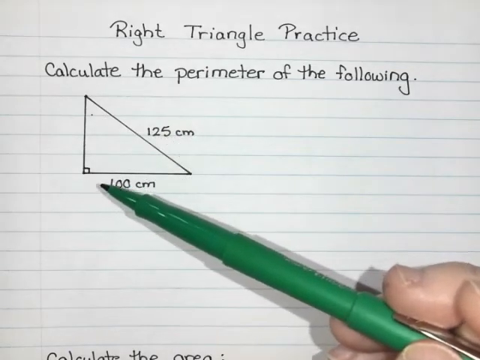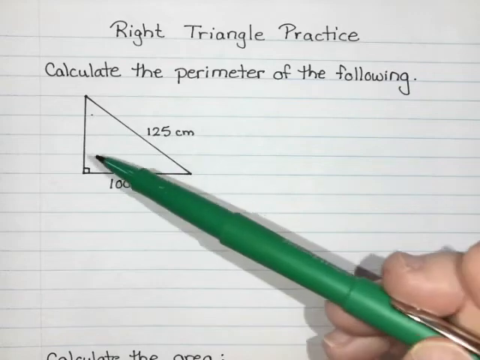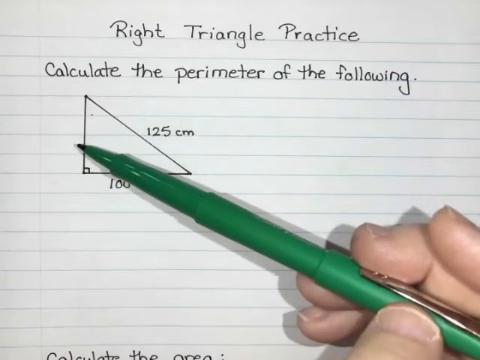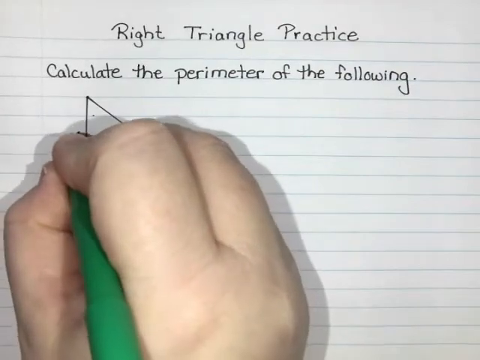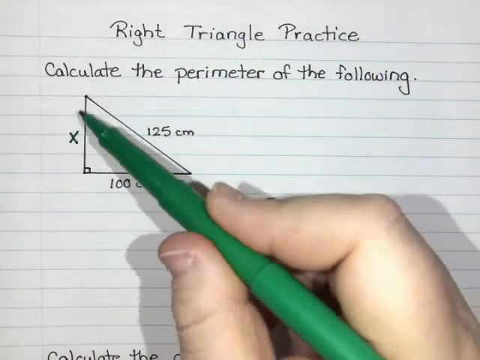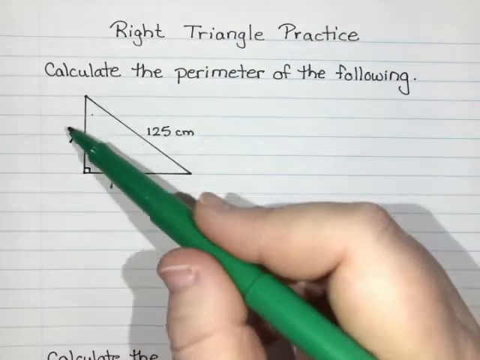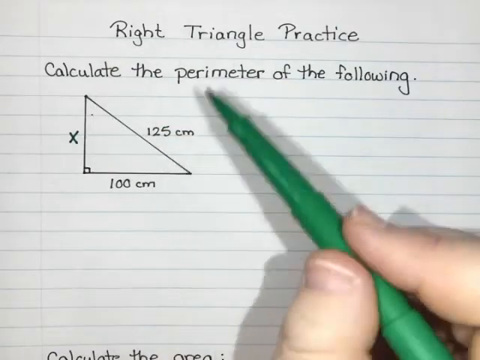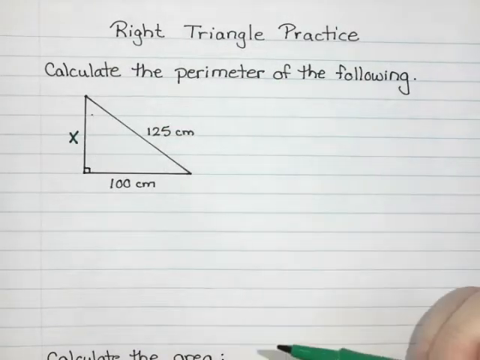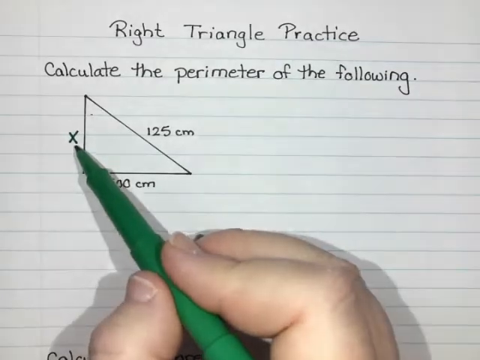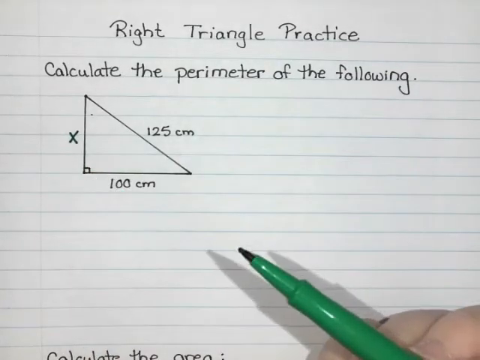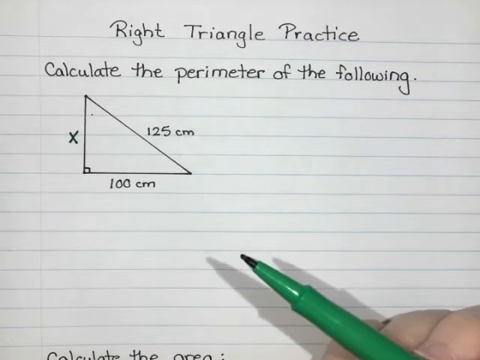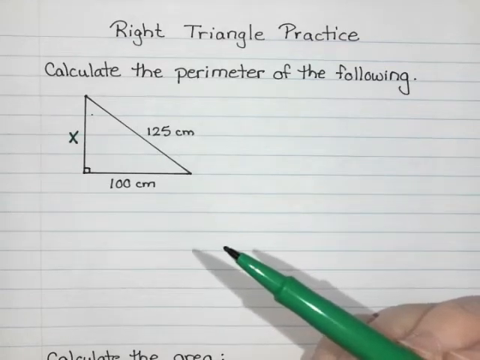But the problem with that is that I only know 2 of them, and I don't know what the third side is. So one of the things that I'm going to need to do is figure out how long that side is so that I can add all 3 of them together to find my perimeter. In order to find this side, I can either use Pythagorean theorem or the sine, cos, and tan ratios. And in order to decide, I need to look at what information I was given.